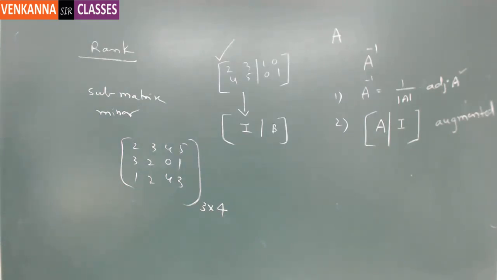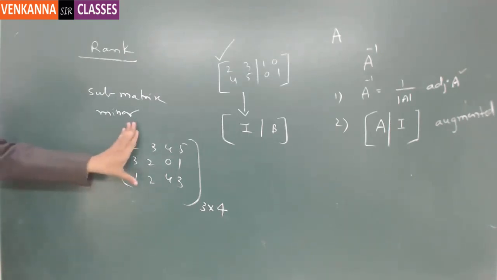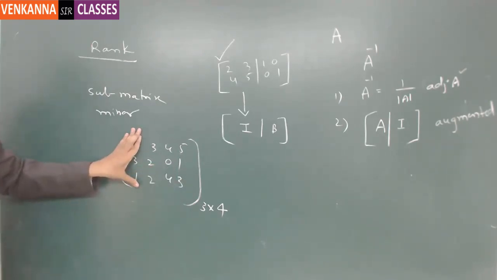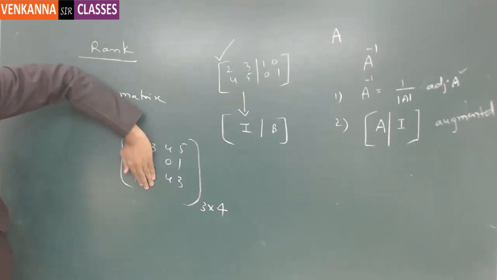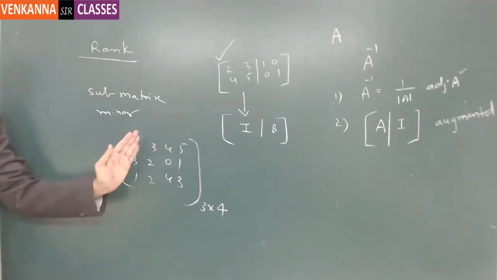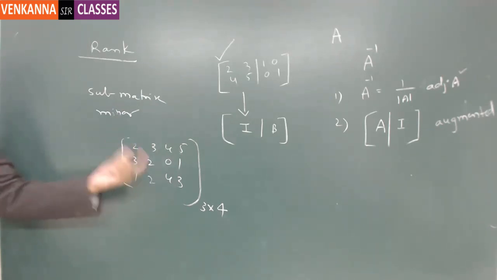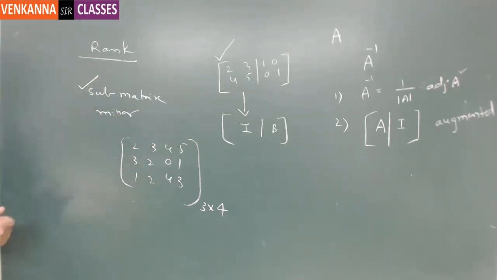Now, submatrix is nothing but, in this matrix, you can remove some rows or some columns or both. So if I have removed this row and this column, this is a submatrix. If I have removed only the first two rows, it is also a submatrix. So excluding some rows or some columns or both, the resultant matrix is called a submatrix. Is it clear? What is meant by submatrix?